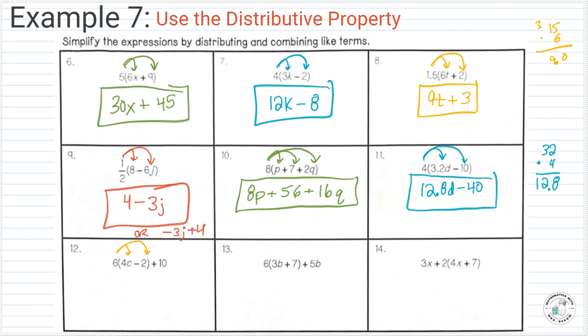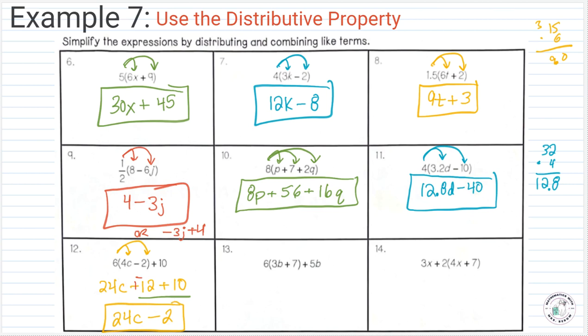So 6 times 4c is going to be 24c. We have our subtraction sign. 6 times 2 is going to be 12. And then we have the plus 10 again, like we said, it's just kind of hanging out there because it did not get the 6 distributed to it because it's not inside the parentheses. We can combine like terms on this one. So if I rewrite this as plus negative 12, it makes it a little bit clearer to see that this negative 12 and 10, those are our constant terms. They can be combined together to make a negative 2. So 24c, and again, instead of writing plus negative 2, we're just going to write it as minus 2.